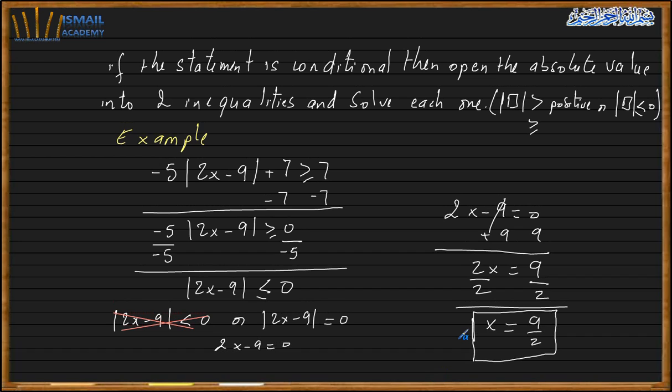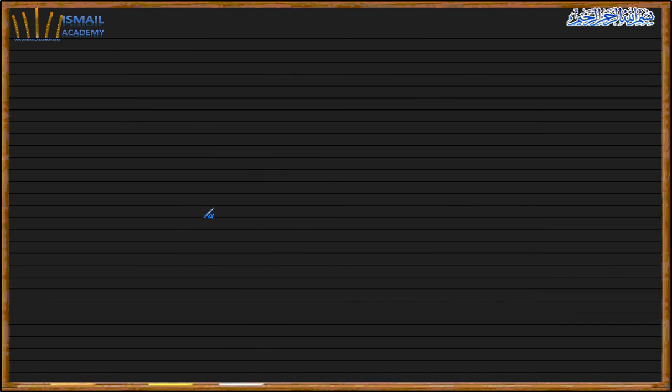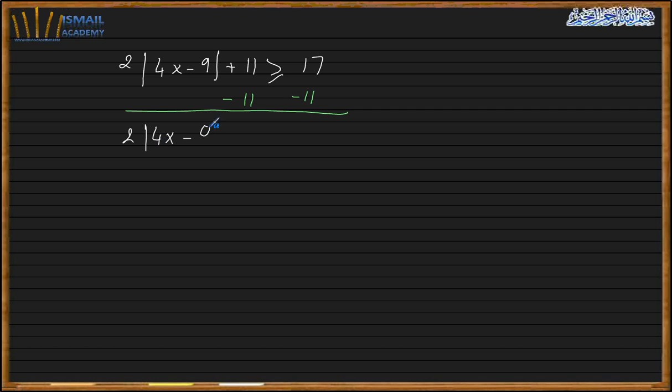So this is greater than 17. Here I minus 11 both sides. So I got 2 times the absolute value of 4x minus 9 is greater than 6. So divide by 2.